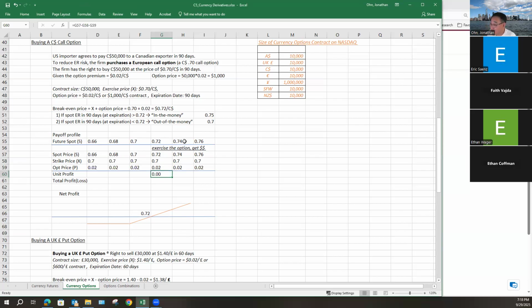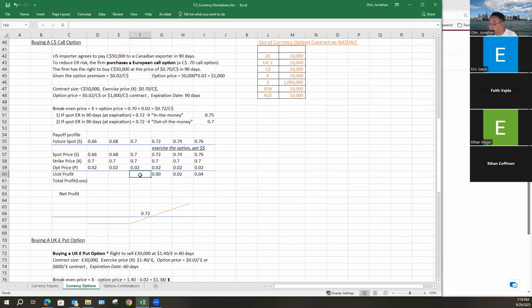That is why it is called break-even point, right? And if the spot price is higher than that, let's calculate here. 74 cents minus 70 cents contractual price, and then option price 2 cents. You get 2 cents profit, right? The same way, let's copy and paste. It is 4 cents, right? Here you are in the money, you get the profit. Now you are out of the money in this way, less than 72 cents. You don't do anything, just leave it expired.